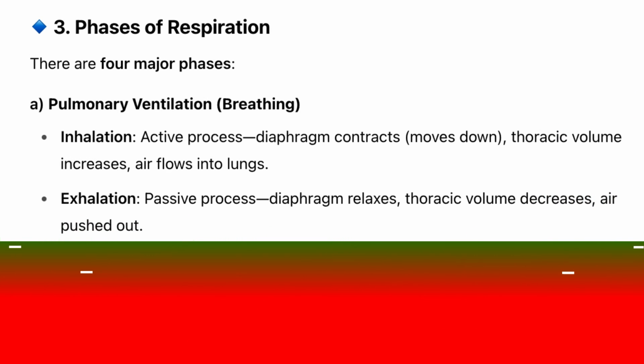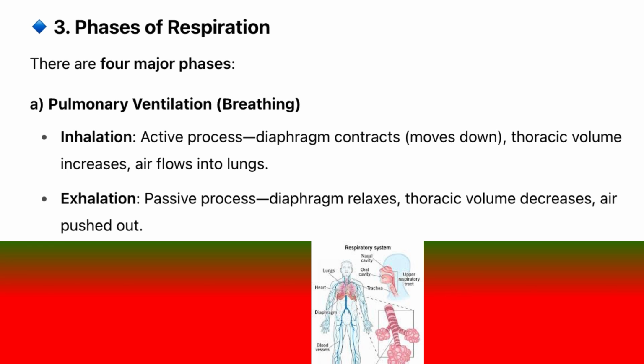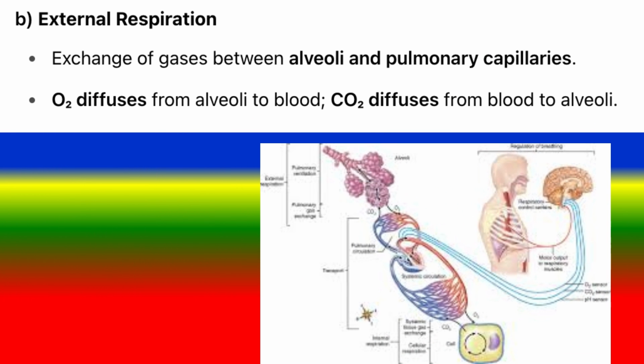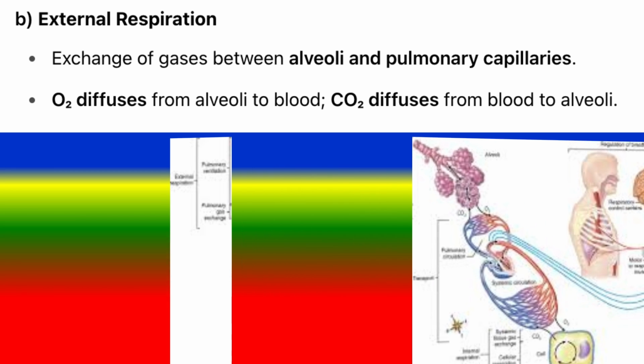3. Phases of respiration. There are 4 major phases. A. Pulmonary ventilation, breathing. Inhalation, active process: diaphragm contracts, moves down, thoracic volume increases, air flows into lungs. Exhalation, passive process: diaphragm relaxes, thoracic volume decreases, air pushed out. B. External respiration, exchange of gases between alveoli and pulmonary capillaries. O2 diffuses from alveoli to blood, CO2 diffuses from blood to alveoli.